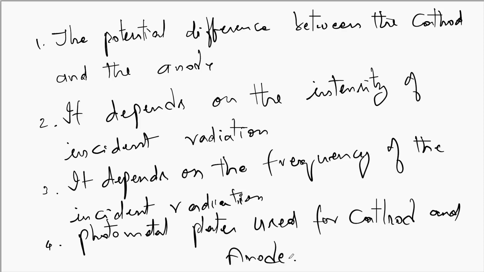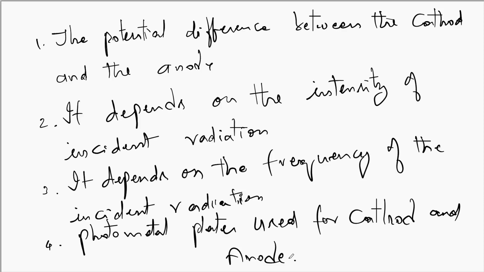These are the factors that can influence the number of electrons emitted from the cathode and also the kinetic energy of the electrons. They depend on the potential difference between the cathode and the anode, the intensity of the incident radiation, the frequency of the incident radiation, and the metal plates that are used for the cathode and the anode. The electronic emission increases with the intensity of the incident radiation because more energy is available to release the electrons.